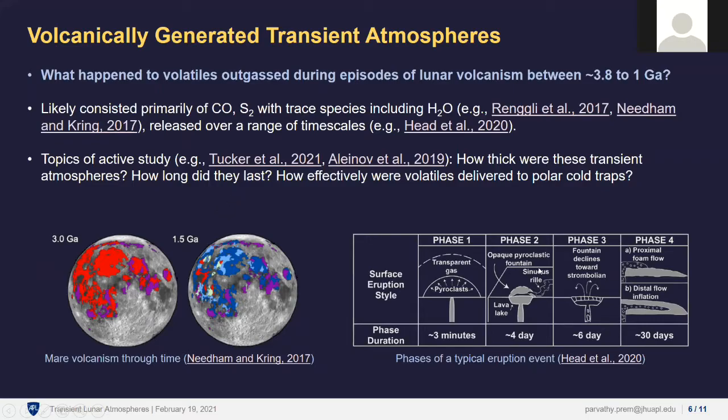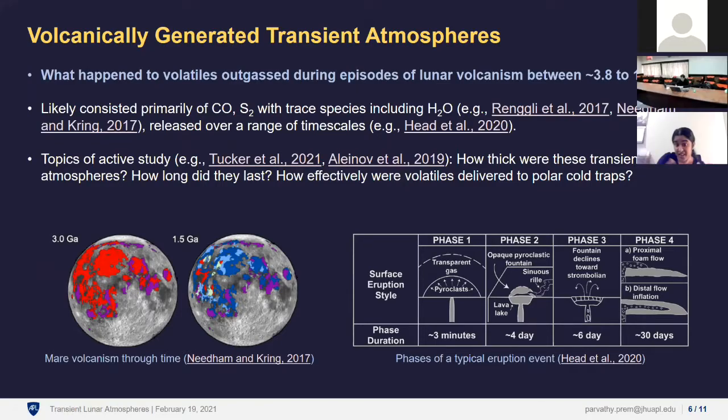depending on the quantity of volatiles released, these could have lasted for anywhere from hundreds of years to millions of years. So these could have been highly variable periods of atmospheric changes. And another question that is still a topic of active study is how effectively could such an atmosphere deliver volatiles to permanently shadowed regions or cold traps near the poles, where they can remain today.